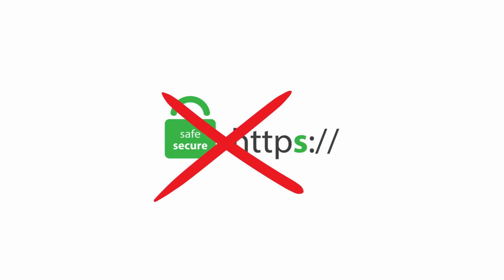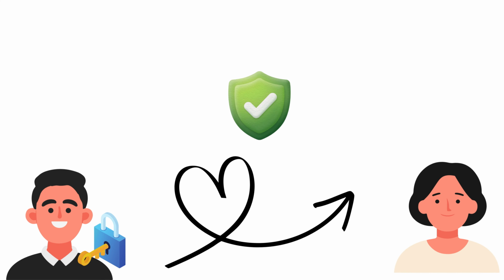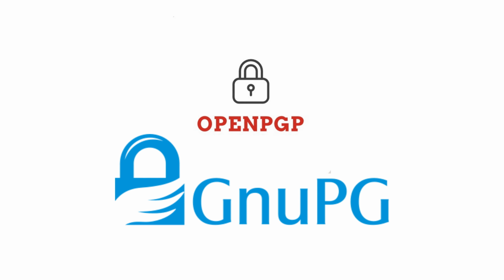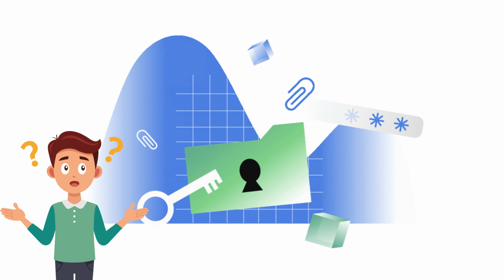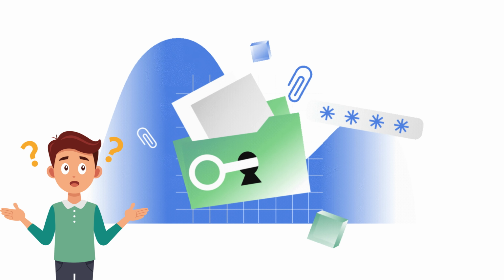Have you ever wondered how people send emails or files that only one specific person can read? Not HTTPS secure, but person-to-person secure. That's where OpenPGP and GPG come in. And in the next 5 minutes, I'll explain exactly how they work, why they exist, and when you should actually use them.